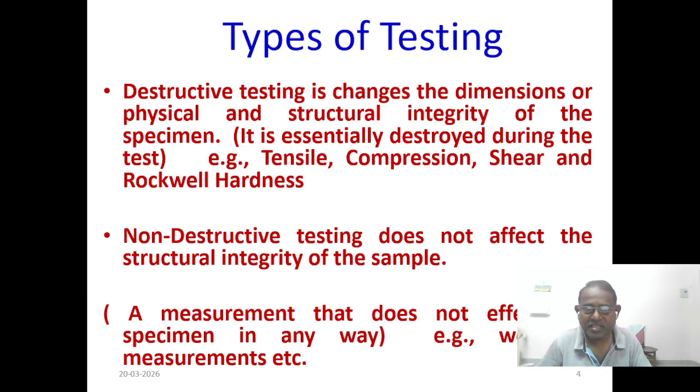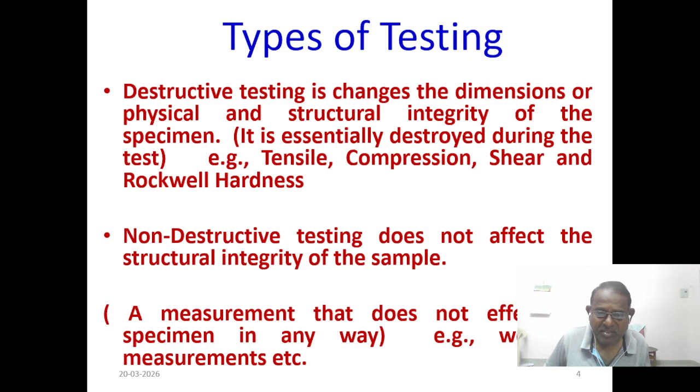One is destructive testing, another is non-destructive testing. In destructive testing, the dimensions or the physical or structural integrity of the specimen is altered. It essentially destroys the specimen during the testing. Examples are tensile, compression, shear, and Rockwell hardness testing.